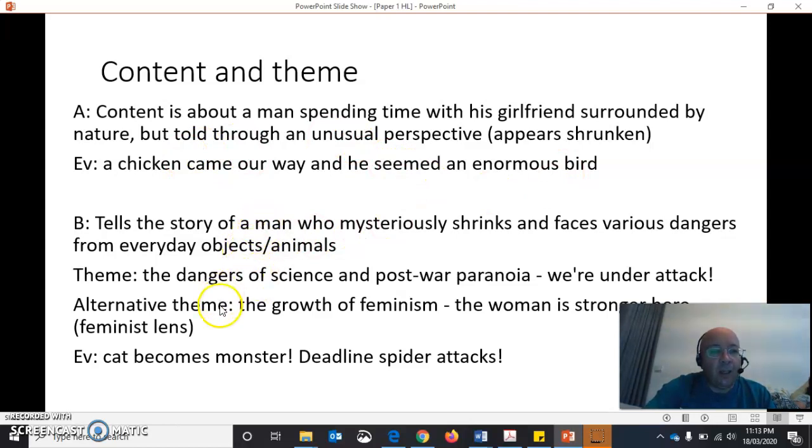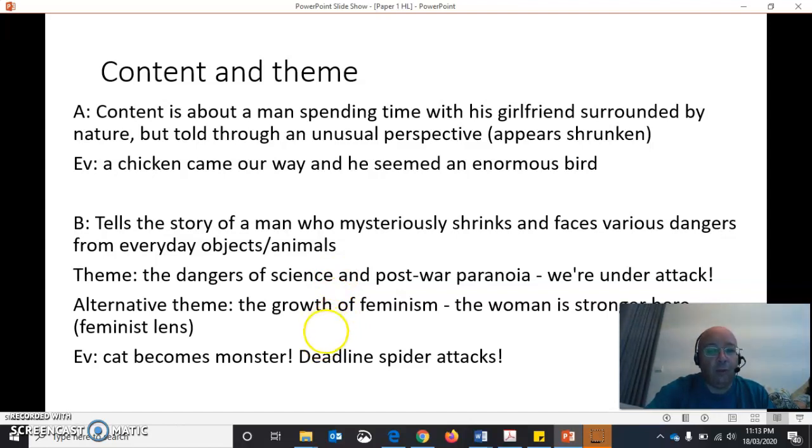The second one, again, the story here: the poster itself is in a narrative form, and tells the story of a man who shrinks and then faces various dangers from everyday objects and also animals. The theme that would come through there, I guess, is the dangers of science and also post-war paranoia, the idea that everyone's under attack. An alternative theme that would be interesting to look at here is maybe the idea of feminism.